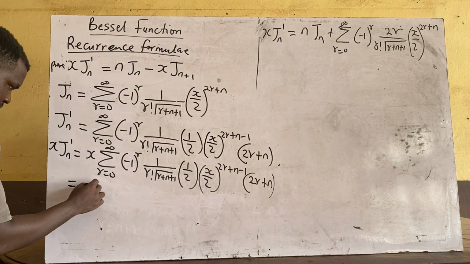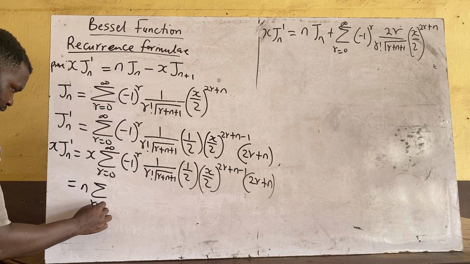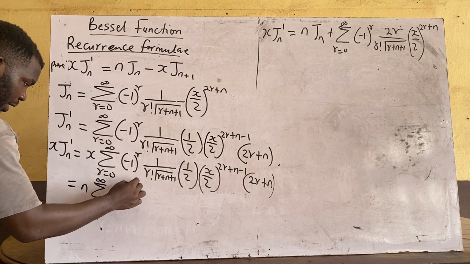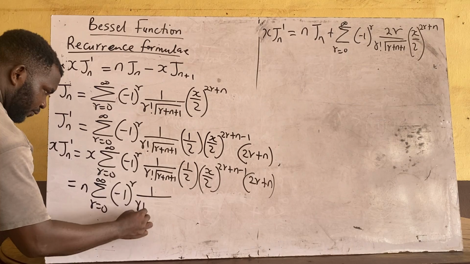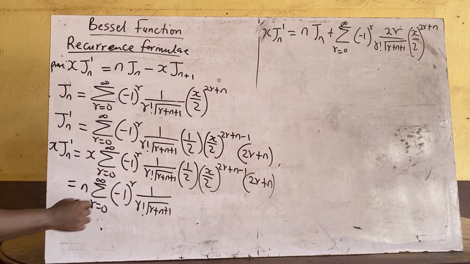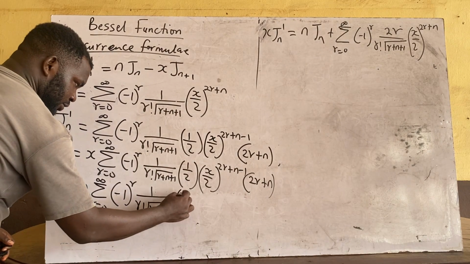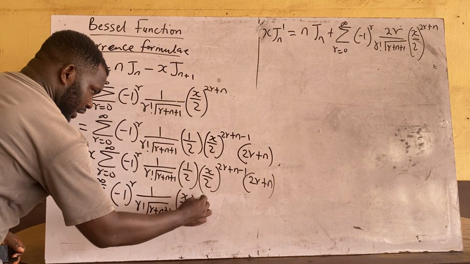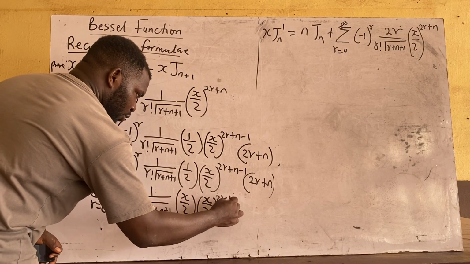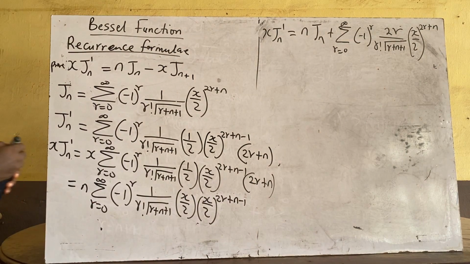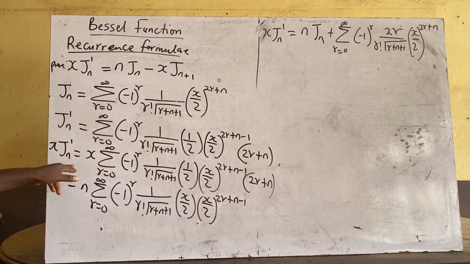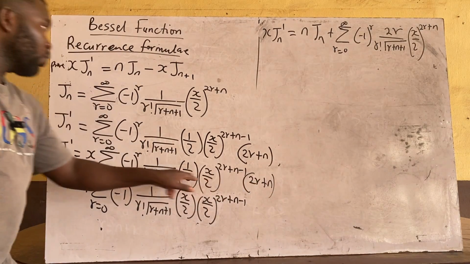So I'm going to have that this is the summation of r starting from 0 to infinity of minus 1 raised to power r, 1 over r factorial, the gamma function of r plus n plus 1, okay? Then this x is timesing this to give us x over 2. Then I'm having this one to be x over 2, then 2r plus n minus 1. So you see that I have multiplied n with all these people. So the next thing I need to do is to multiply 2r with all these people.